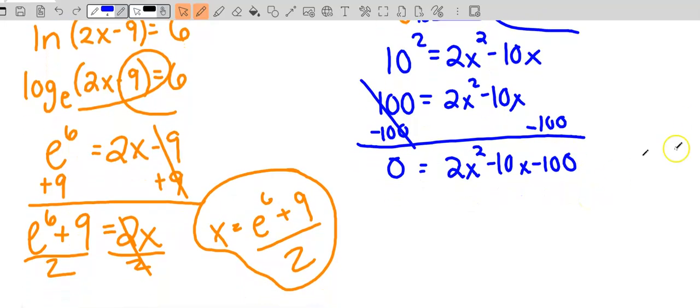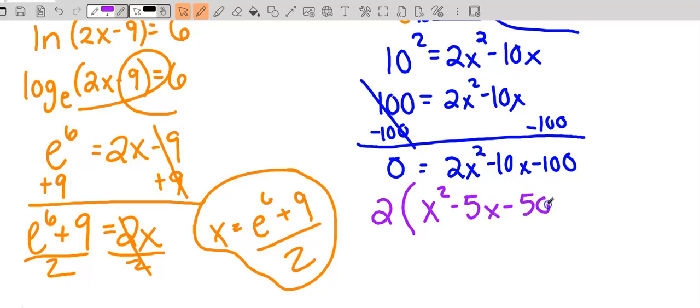Now, you can either do the quadratic formula, or you can factor, because that's everyone's favorite thing, factoring. So I'm going to factor this. So I'm going to see if there's a greatest common factor. So what goes into 2, 10, and 100? It's a 2. So my greatest common factor is a 2. I'm going to divide everything by a 2. So now this inside, I need to factor it.